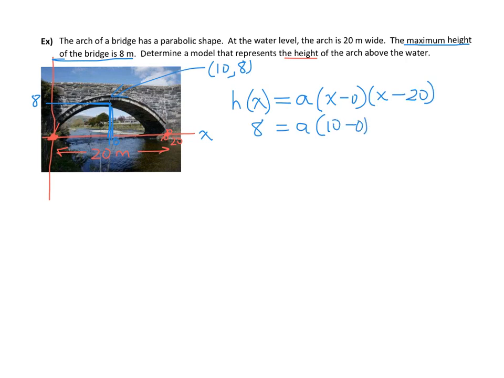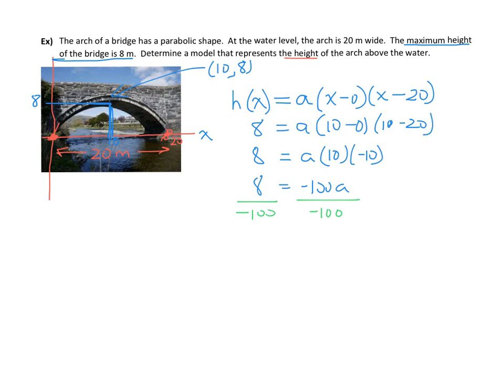So we're going to have 10 take away 0 in a bracket, and then 10 take away 20 in a bracket. Now that happens to be the vertex, so we also could have solved this using the vertex form of the equation, if you remember that, but this can be done with the zeros as well. So we're going to have 10 times negative 10 there, which is negative 100 times the a. We're going to divide both sides by negative 100 to get the a by itself. And if I put that into lowest terms, 4 goes into both of those. I don't think 8 divides 100 evenly. So 4 goes into 8 twice, and 4 goes into negative 100 25 times. So my a is negative 2 over 25.